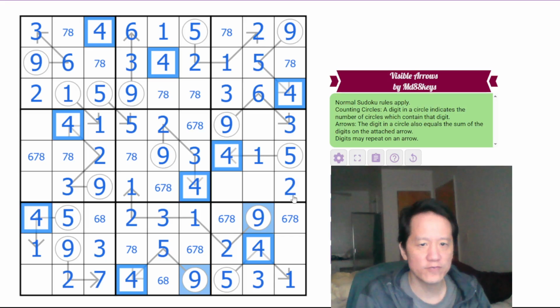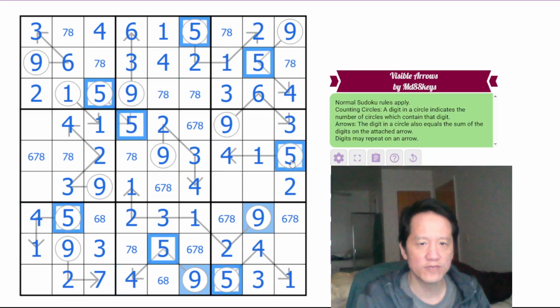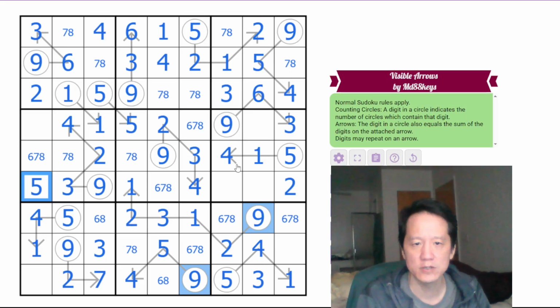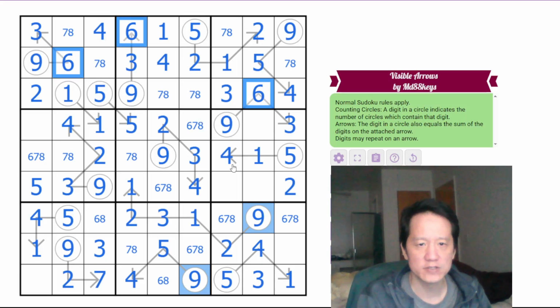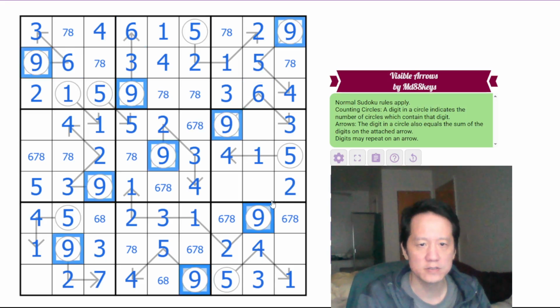Okay, do we have all the 4s? We do have all the 4s. Do we have all the 5s? We don't. We know where we have 8 5s though. We know where the last one has to be. It has to be here. 6s are kind of limited right now. 7s and 8s also. 9s we already finished.